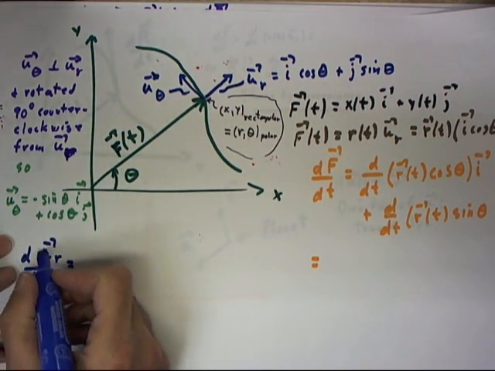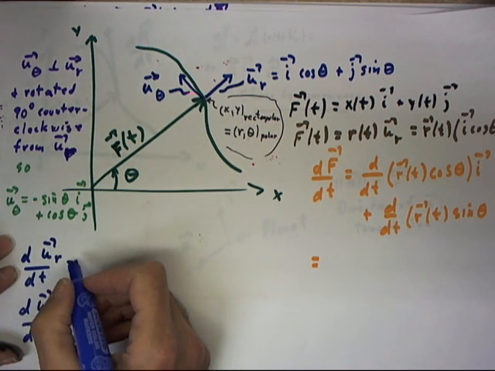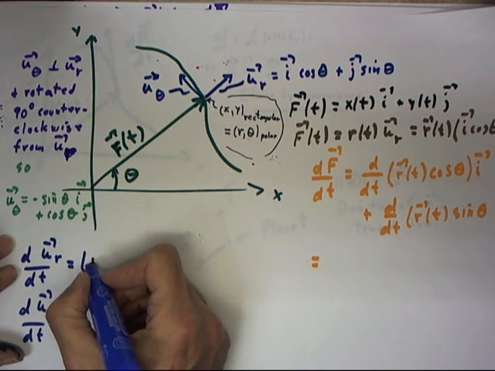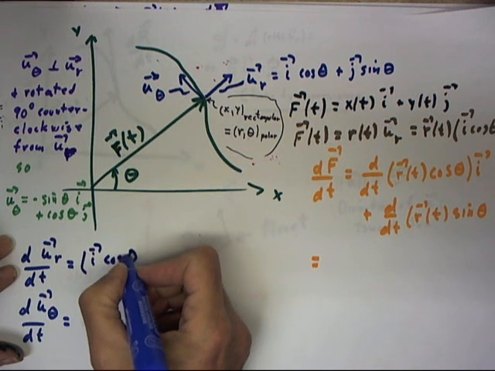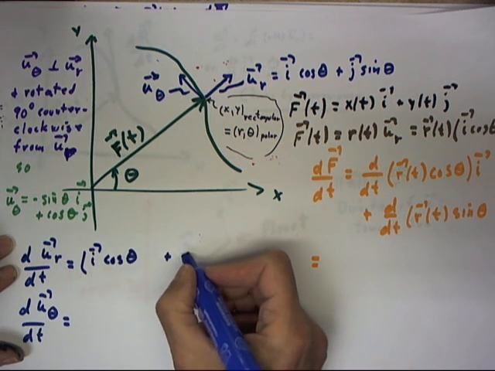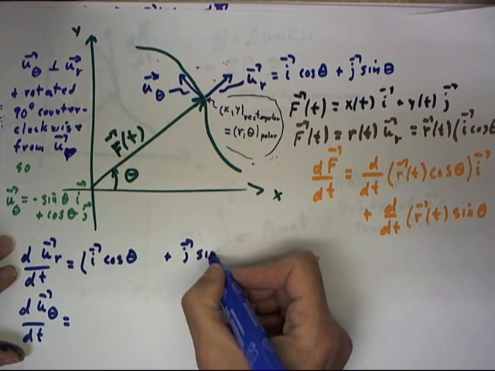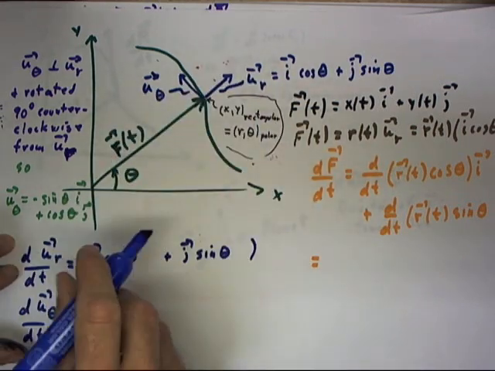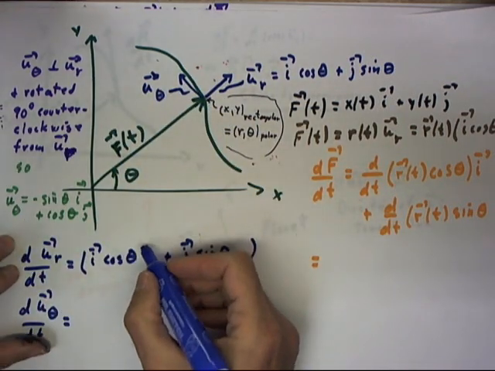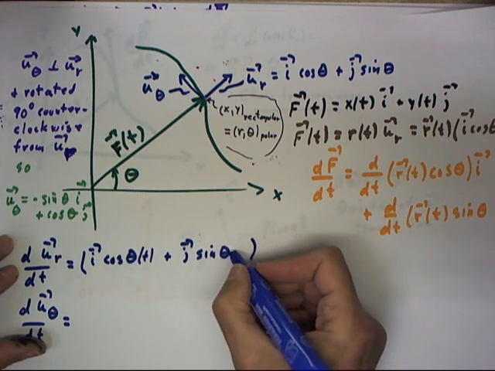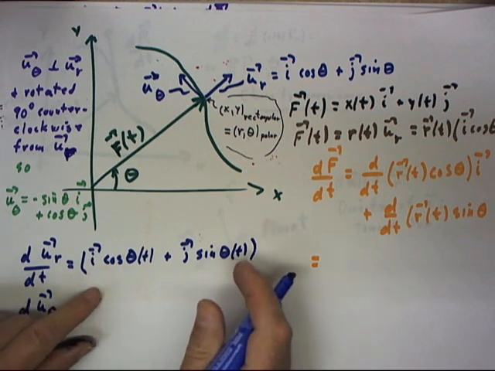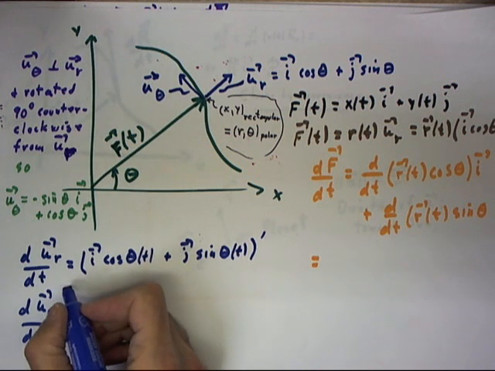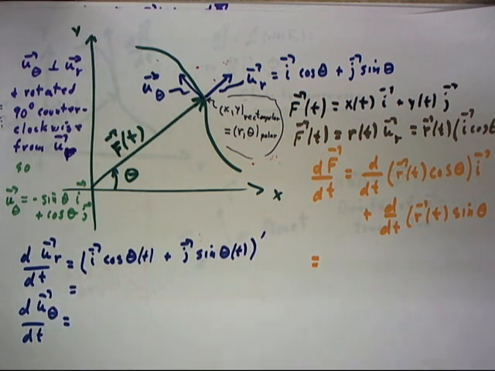So the derivative of u_r with respect to t, I'm going to just use the prime now for the derivatives just to save a little bit of space. That's i cosine theta plus j sine theta. Now recall that theta stands for a function that's changing with t. This angle is changing in time, so I'm going to call this i cosine theta of t plus j sine theta of t, just to remind us that theta is a function of t, so that our derivative, being with respect to t, is going to be what?